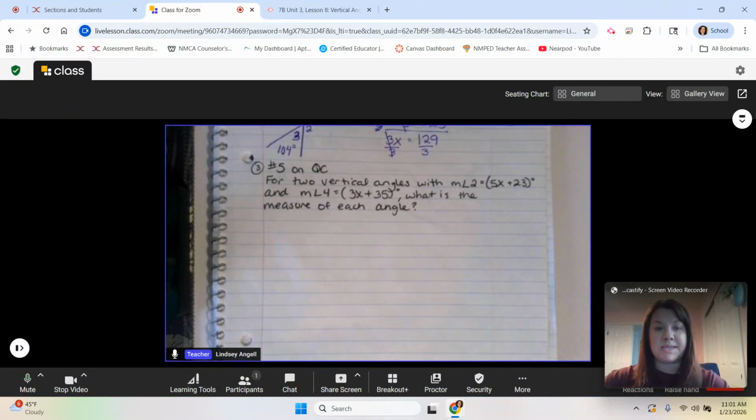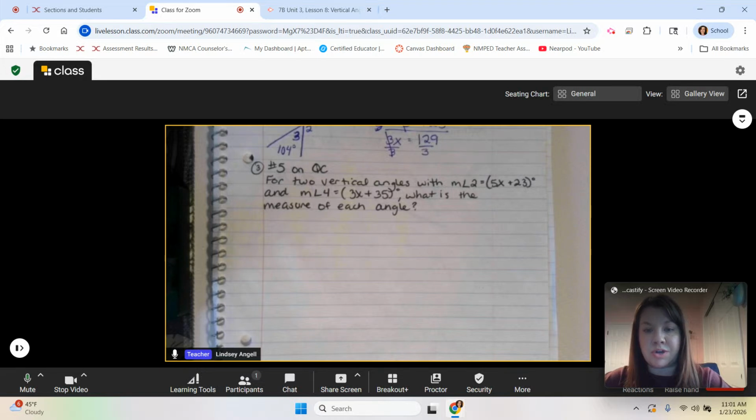Our third problem today comes from number 5 on your quick check. For two vertical angles with the measure of angle 2 as 5x plus 23 and the measure of angle 4 is 3x plus 35, what is the measure of each angle?